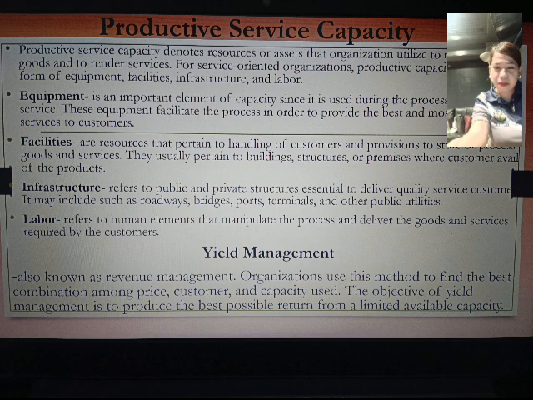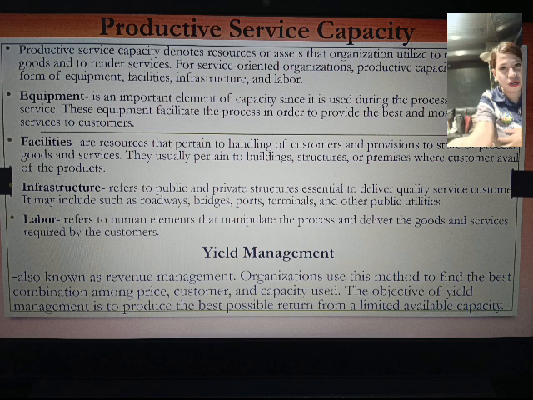Next is facilities. Facilities are resources that pertain to handling of customers and provisions to store or process goods and services. They usually pertain to buildings, structures, or premises where customers avail of the products. So, in other words, facilities is a place, venue, just like that. Next is infrastructure.